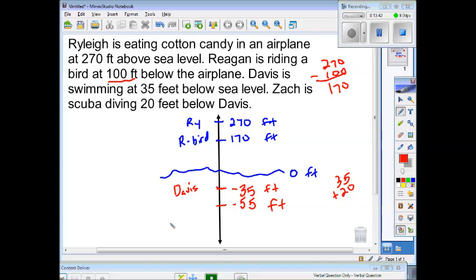I'm going super slow right now because I want to make sure we got this. So then this is going to be Zach right here at negative 55 feet. Yes? So we have to add them together to get that. Yeah, because you went farther down. Remember, you count negatives just like you count positives. So when Riley was below there, we took 100 from 270, right? Here, we added it on because we're going farther down. That's what's confusing for students. Okay? But we'll get it, I promise.